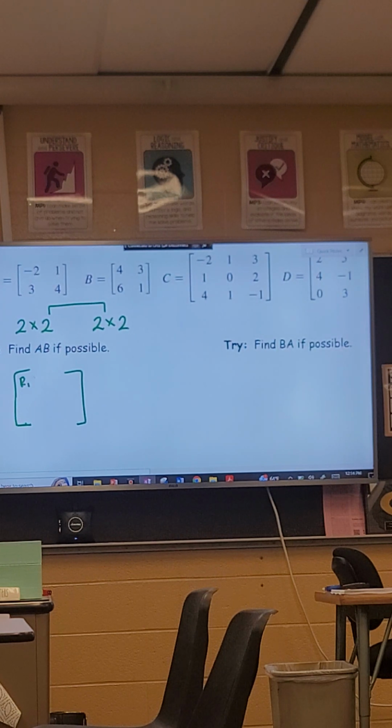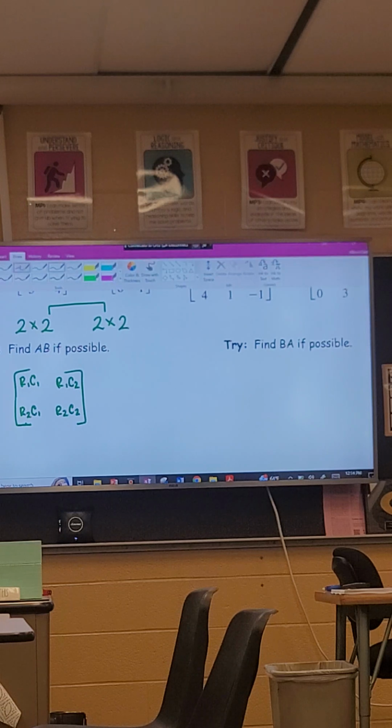This is row 1, column 1. Right? That's in row 1, that's column 1. Okay, to the right of that, that's row 1, column 2. Bottom left, row 2, column 1, and then row 2, column 2. Okay? That dictates what you're going to do.